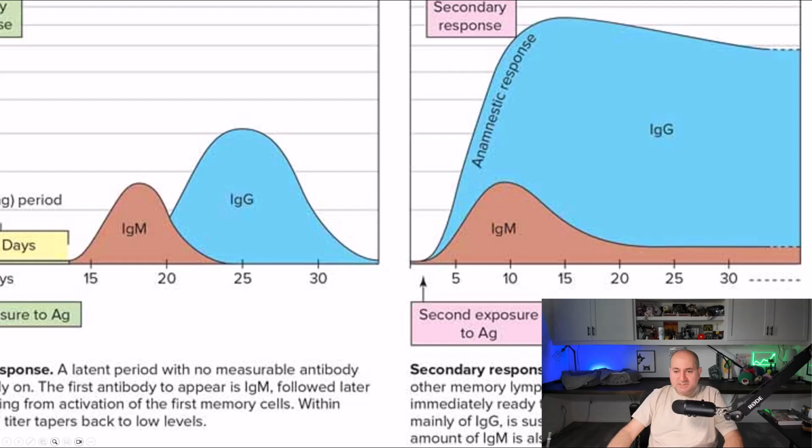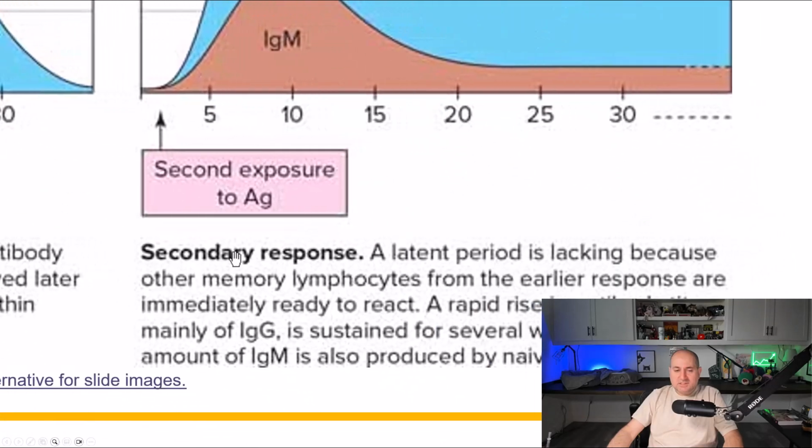And let's just read what it says down here. It says, the secondary response, a latent period is lacking. That means you don't have to wait 2 weeks. A latent period is lacking because other memory lymphocytes, those memory B cells, from the earlier response are immediately ready to act. A rapid rise in antibody titer, mainly of IgG, is sustained for several weeks. A smaller amount of IgM is also produced by those naive B cells.